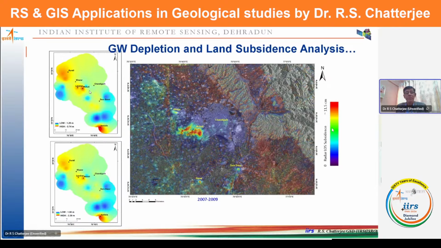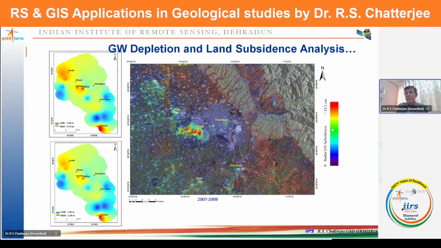the interferometric SAR technique. You see, this is the groundwater depletion area. This is not subsidence, it is the groundwater depletion area that we have mapped from the Central Groundwater Board data. See, these are the areas where the groundwater depletion is very high. Ambala, this is Mohali, Landran, and this area, then Kharar area. This is the area where groundwater depletion is very high.